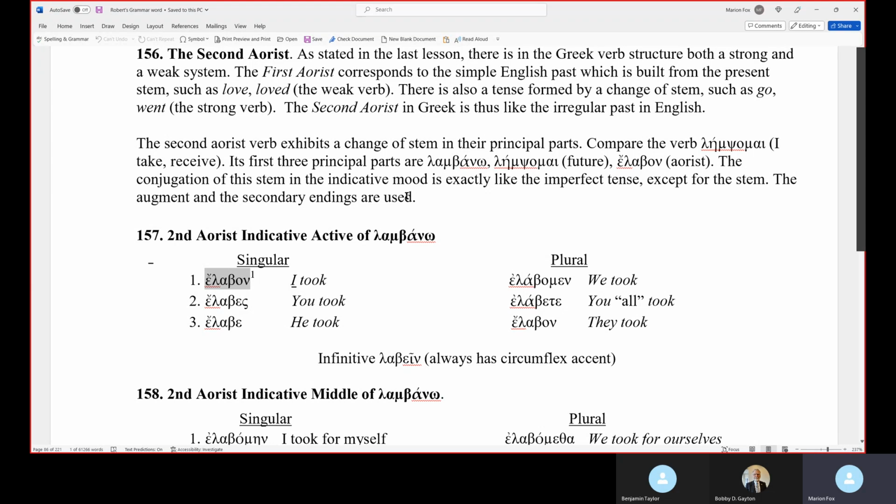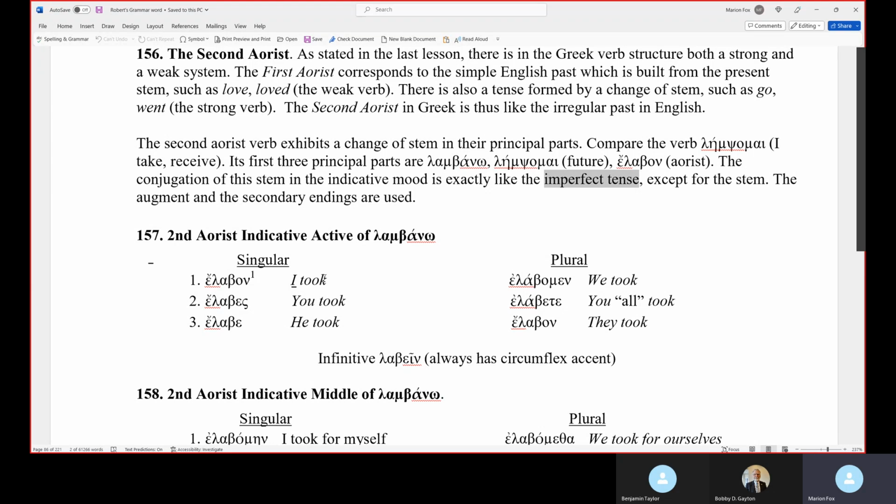Conjugation is exactly like the imperfect tense, except for the stem. So if we go back to the imperfect tense that we've already covered, I believe, you're going to look at it, and it's going to have the same ending as your imperfect tense.